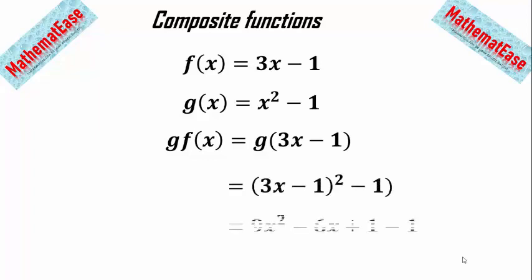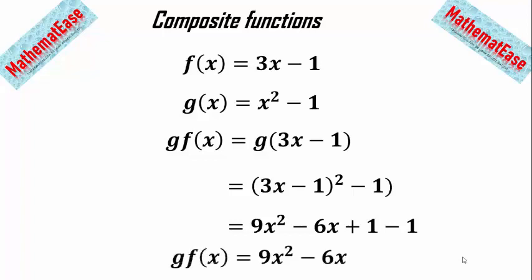So when I simplify that one, I will have 9x squared minus 6x plus 1 minus 1. Now, that 3x minus 1 bracket 3x minus 1, if I expand it, I will get 9x squared minus 6x plus 1, then minus 1. So the final answer will be 9x squared minus 6x.